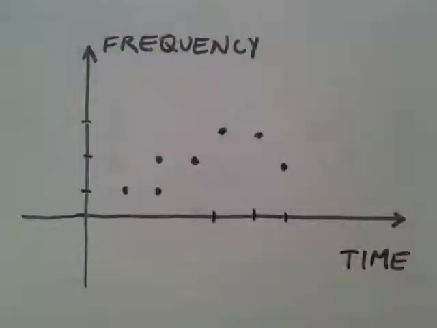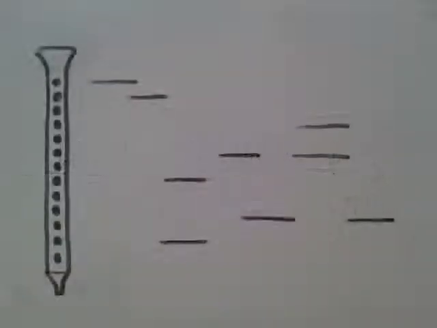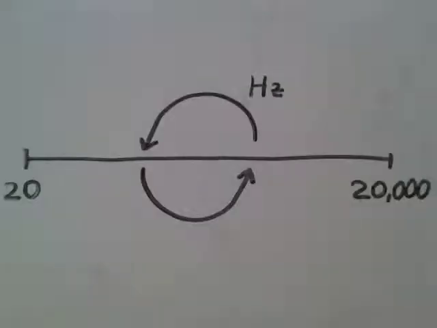Music is about patterns, both in the frequencies of the sounds played and in the time at which they are played. Patterns in time define rhythm. Patterns in frequency define melody and harmony. Humans can hear sounds at frequencies that range from 20 to 20,000 Hz, or cycles per second.